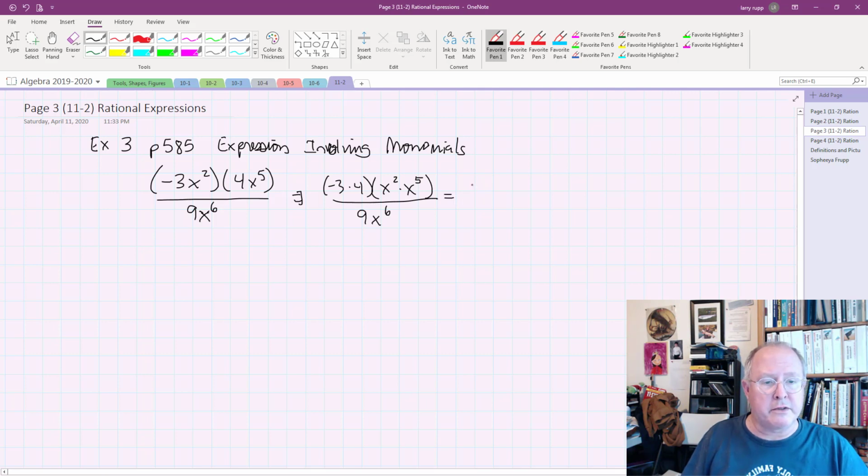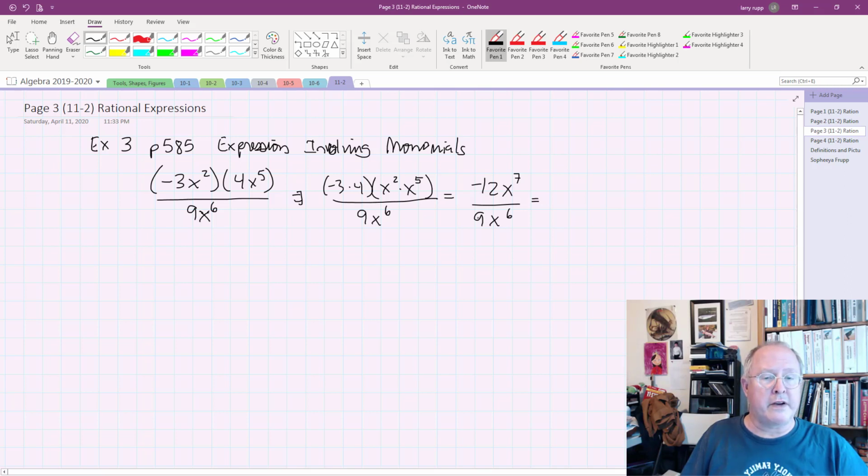So then this becomes negative 12. Negative 3 times 4 is negative 12. And x squared times x to the 5th is x to the 2 plus 5, right? Which is x to the 7th, all over 9x to the 6th. So we need to look at 9x to the 6th and 12x to the 7th and say, how can we find greatest common factors here?